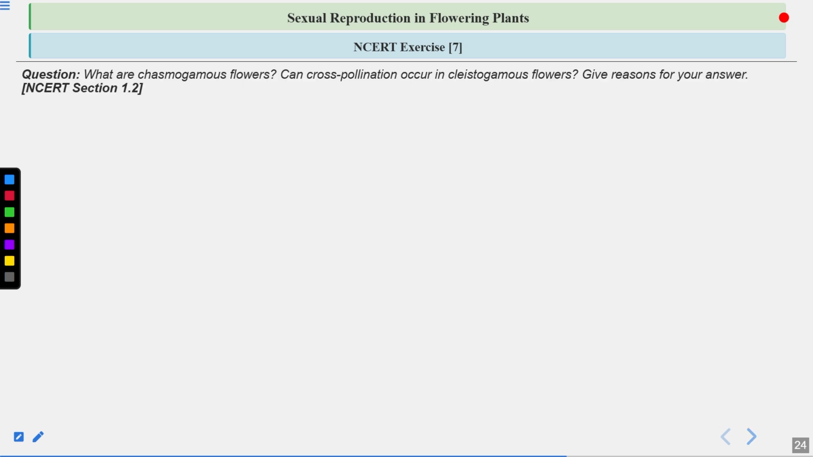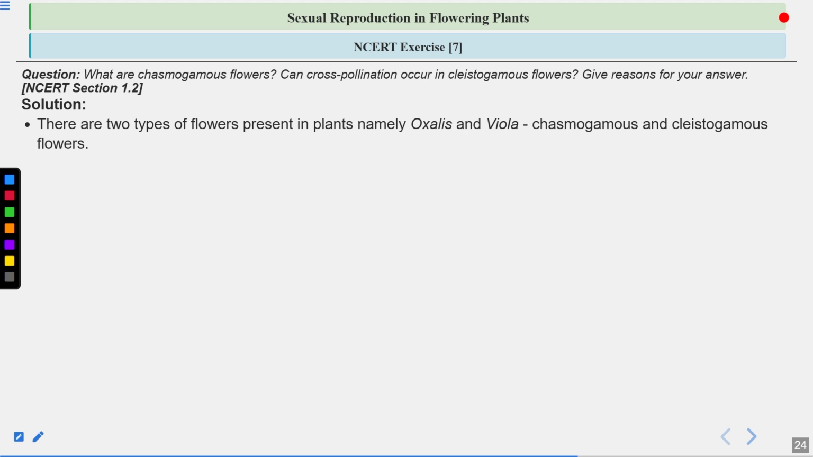What is a chasmogamous flower? There are 2 types of flowers present in plants such as Oxalis and Viola: chasmogamous and cleistogamous flowers. So there are 2 species names given, Oxalis and Viola. Can anyone give me the third name of a plant that bears the 2 different types of flowers, chasmogamous and cleistogamous, both present in the same plant? So 2 examples are here, Oxalis and Viola. Can anyone give me the third name?